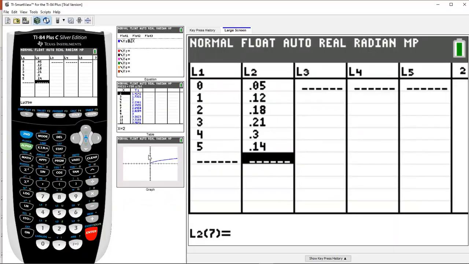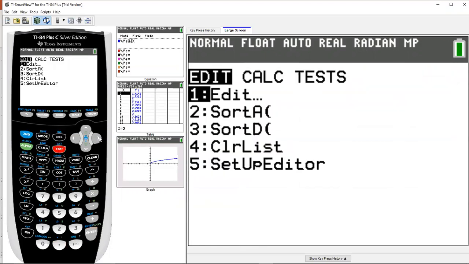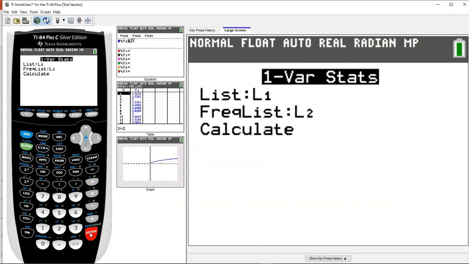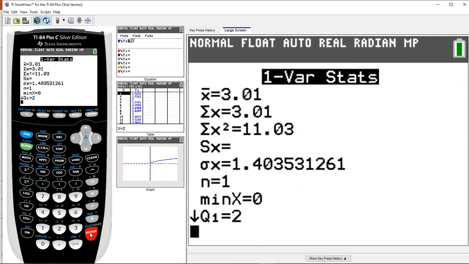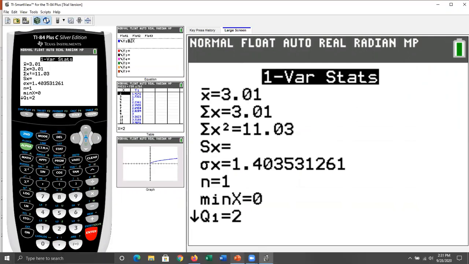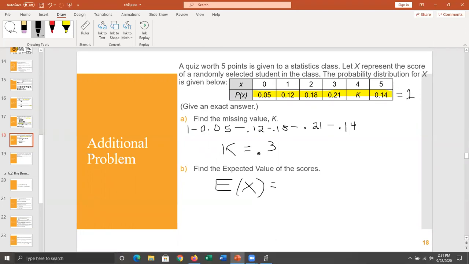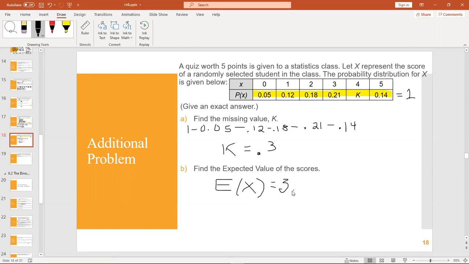Okay. So now we're going to find the expected value. So we're going to go to Stat, go over to Calc, pick our 1-Var Stats that we know and love so well. List 1 and list 2 are what we're using. And we're going to hit enter and 3.01. There you go. That is the expected value. So E of X, also known as mu, the mean, 3.01. All right, there you go. We're rocking.